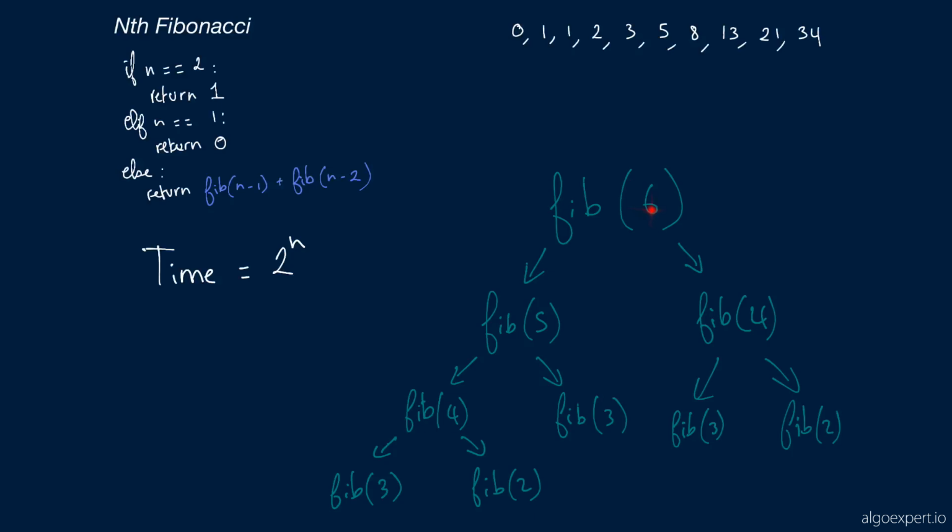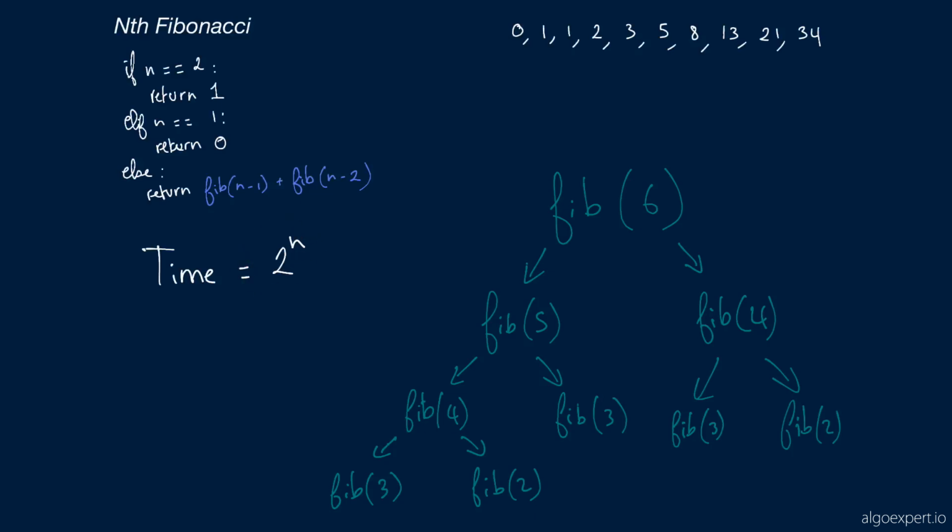So fib of 6 calls 2 more fibs. And then each of these 2 fibs call another 2 fibs. And then each of those call another 2 fibs. So basically every time we're doing 2 times 2 times 2 times 2, and we're doing that n times, or almost n times. So it converges to 2 to the power of n time. So that's the time complexity.